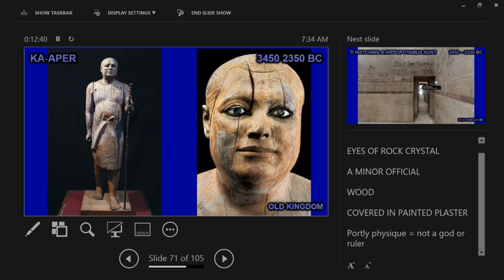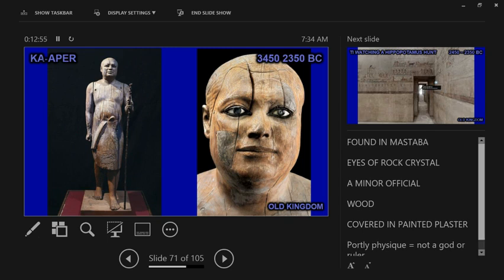And again, he's covered in painted plaster, and he has a portly physique. So it is definite that this is not a god or a ruler, but a minor official. He was famous enough, or he was important enough to have a mastaba and a sculpture carved of him, but not so famous that he would have had perfect proportions carved.